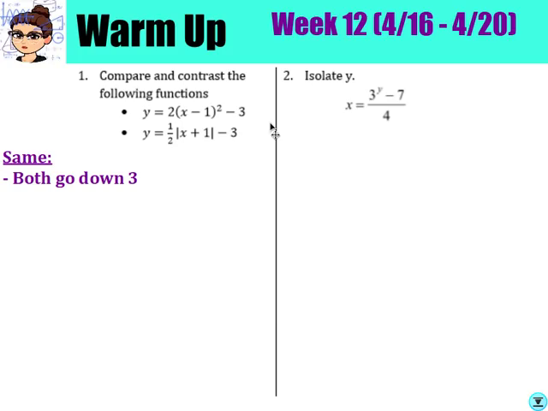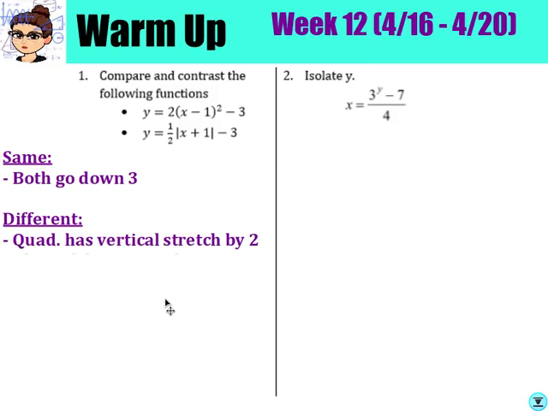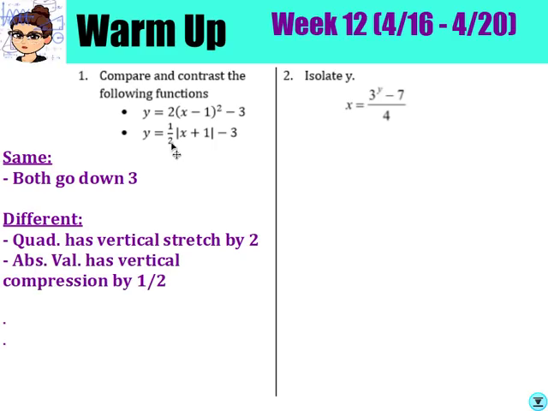They both go down 3 because they have minus 3 right here on the outside. What do they have different? The quadratic function has a vertical stretch by 2 out in front. So the absolute value has a vertical compression by 1/2, because that number out in front, that leading coefficient, is between 0 and 1, that makes it a compression. The quadratic goes right 1 because it's minus 1 on the inside, and the absolute value goes left 1.